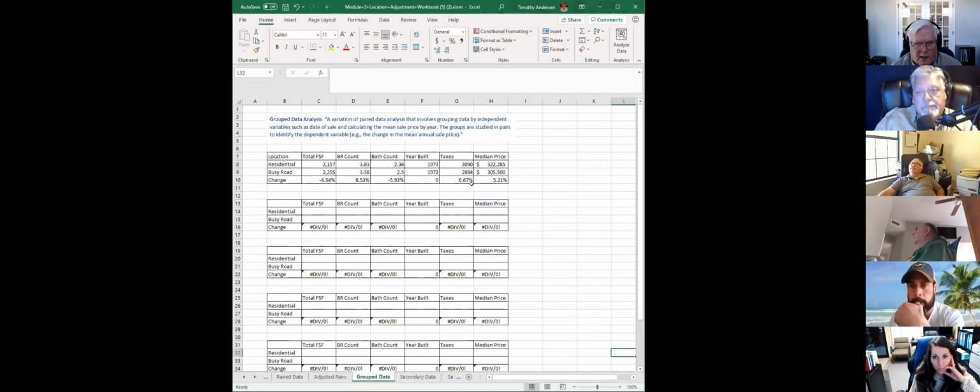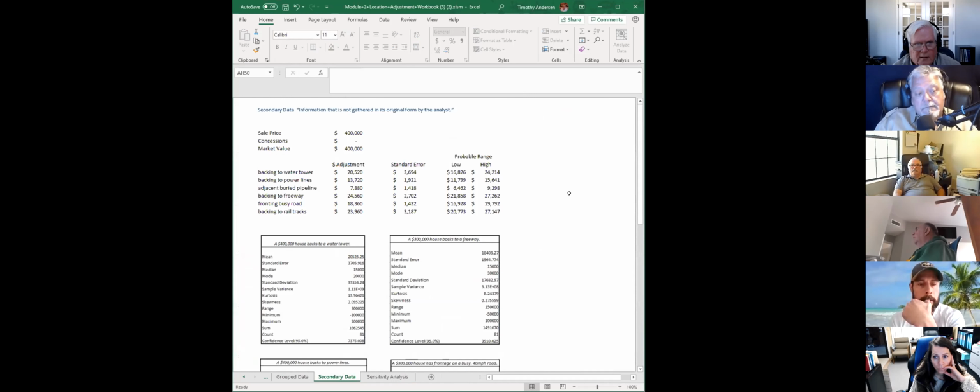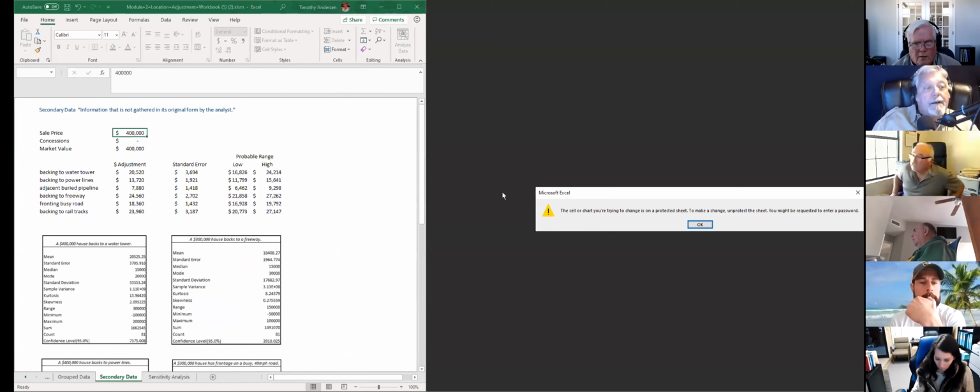So secondary data, I think, is going to be more fun. Go to secondary data, the one before this. Okay, so if you enter a sale price here, instead of 400, Tim, type in 350.